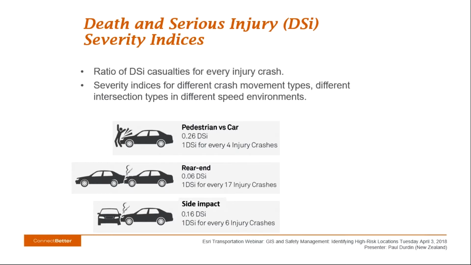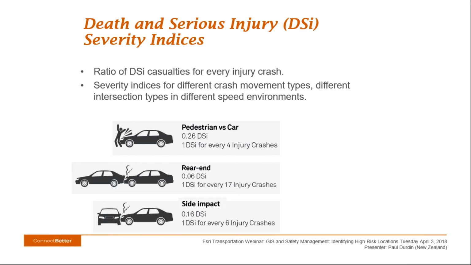We can see here through these diagrams that in a 50 km/h, so that's a 30 mph speed zone, the likelihood of a pedestrian being killed or seriously injured in a collision with a motor vehicle is around 1 in every 4, so 0.26 is the index. Compared to a rear end collision, the ratio is 1 to 617, and a side impact collision 1 to 6.